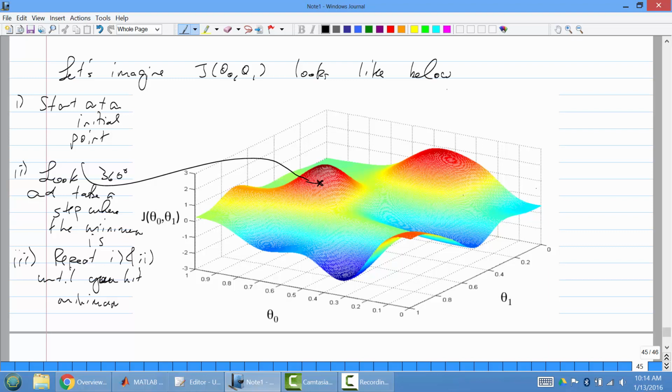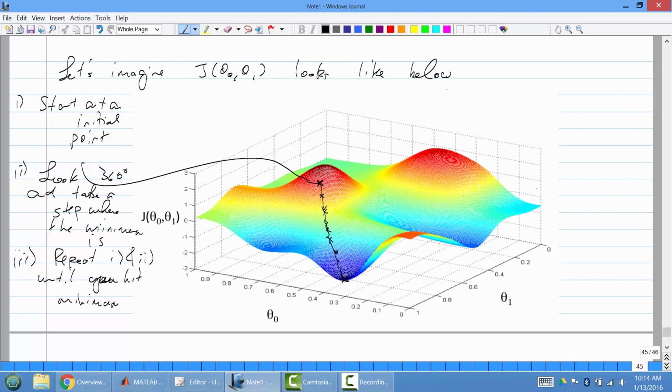Let's say you start here, and the minimum's somewhere here, so you want to take a step in this direction. You look 360 degrees, and you keep stepping, keep stepping, keep stepping. It's going to look like this, and then you finally head to this point, and then you stop. So the idea behind gradient descent is you start at some point, and then you figure out which direction will make you go down and hit the minimum the fastest.